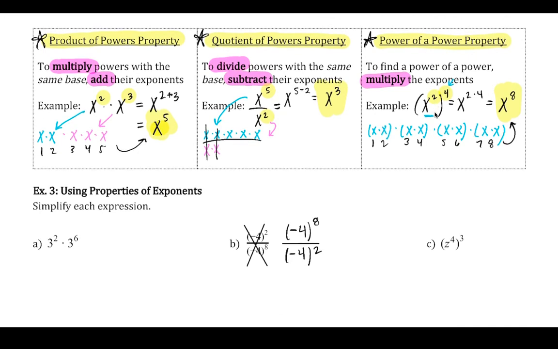So these next three examples are all related to these properties. So it says example 3, that's because it applies to example 3 in your textbook, or it relates to example 3 in your textbook, so just keep that in mind.